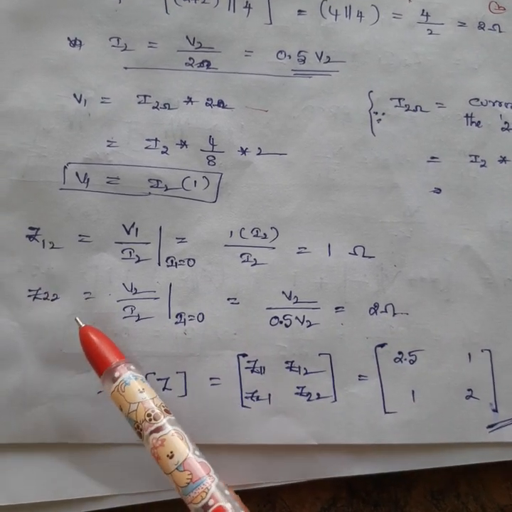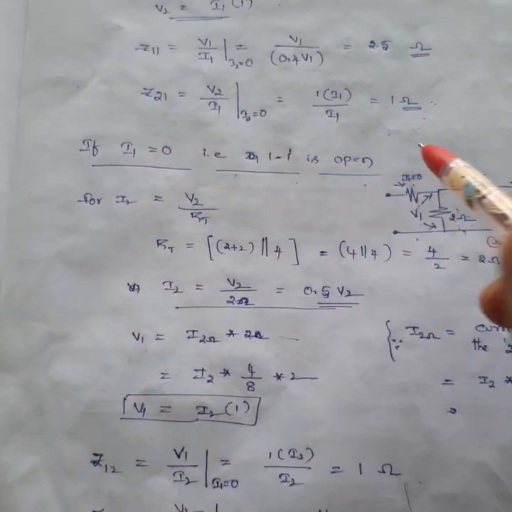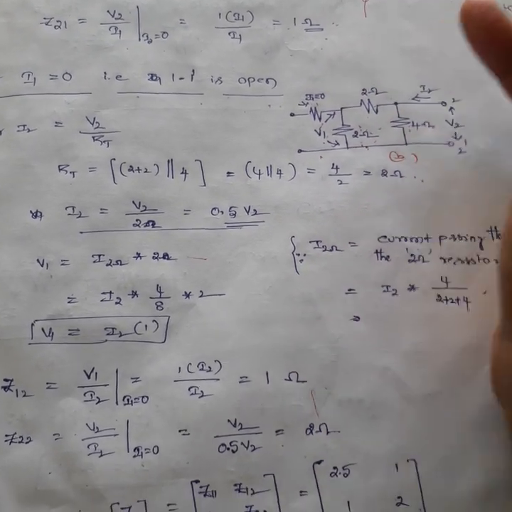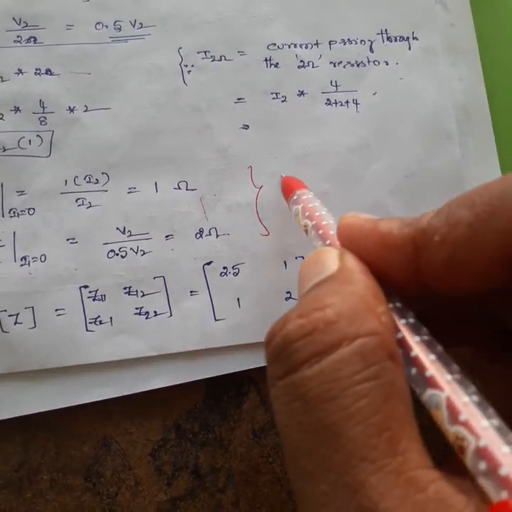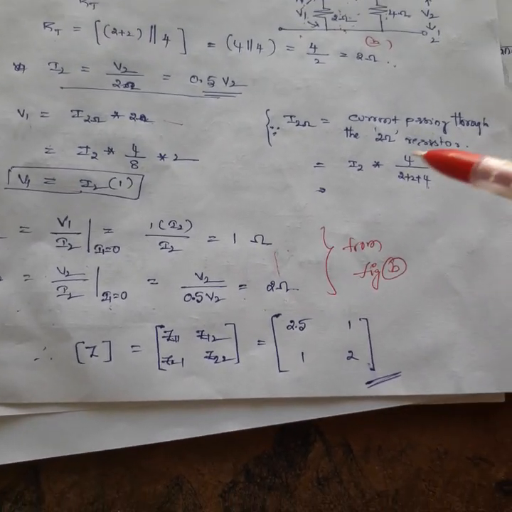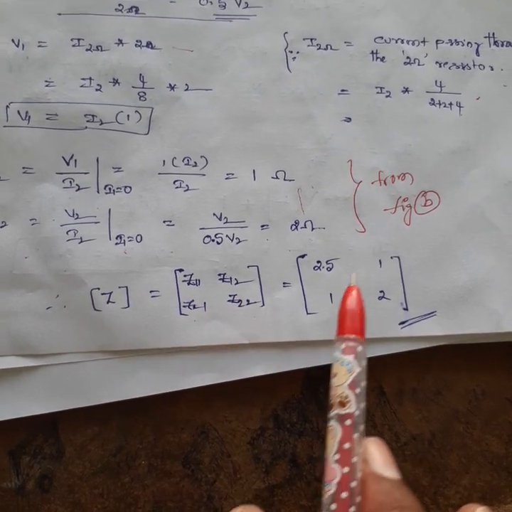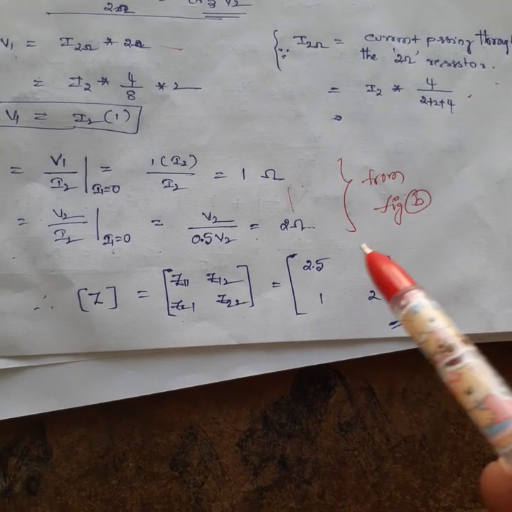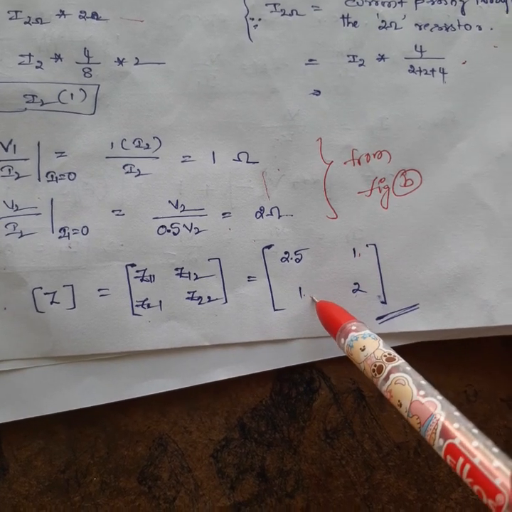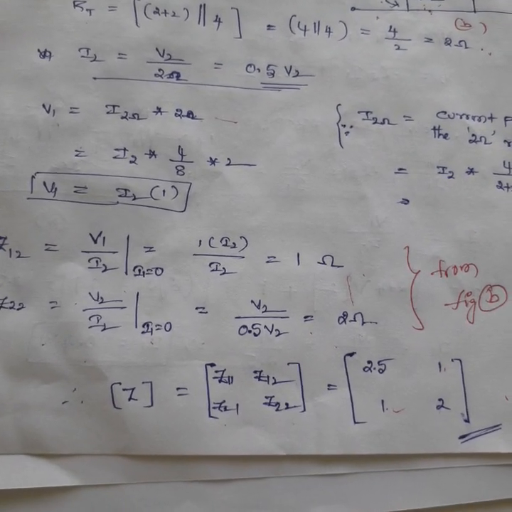So Z12 and Z22 are calculated from figure B, and Z11 and Z21 are calculated from figure A. This is the main thing. Finally, I can write the Z parameters: Z11, Z12, Z21, Z22 equal 2.5, 1, 1, 2. In this problem we get Z12 equals Z21, which means it satisfies the reciprocity condition. These are the Z parameters in two-port networks.